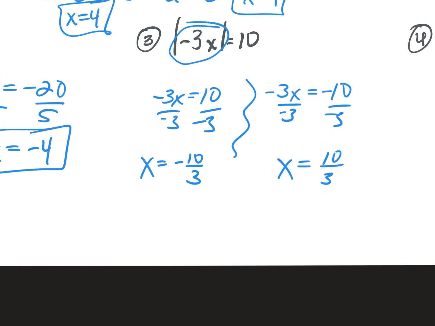I'm going to write this check down so you can see it a little better. I have the absolute value of negative 3 times negative 10 over 3 equals 10. Now, think about this. There's two ways you can look at this. This negative 3 is over 1, right? So you can multiply your numerator. Negative times negative is positive 30 over 3, right?